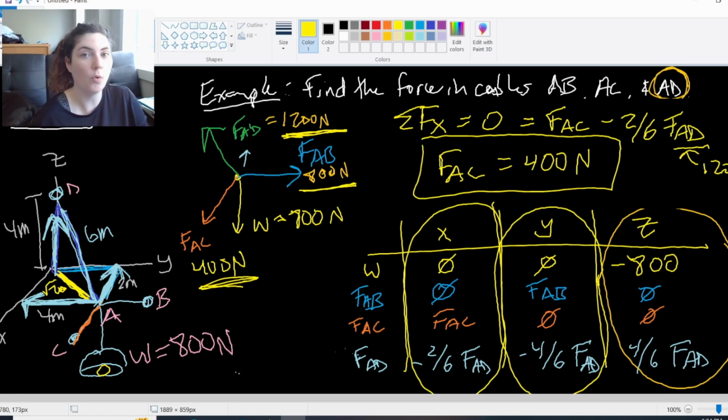Which again, might be important to know if, say, your cables are only rated to handle 1000 newtons. You know, maybe you need to change your design. You have to change how this is configured. It's a really good thing to know as engineers, right? We want to know if this system is gonna hold, right? So let's do one more example.